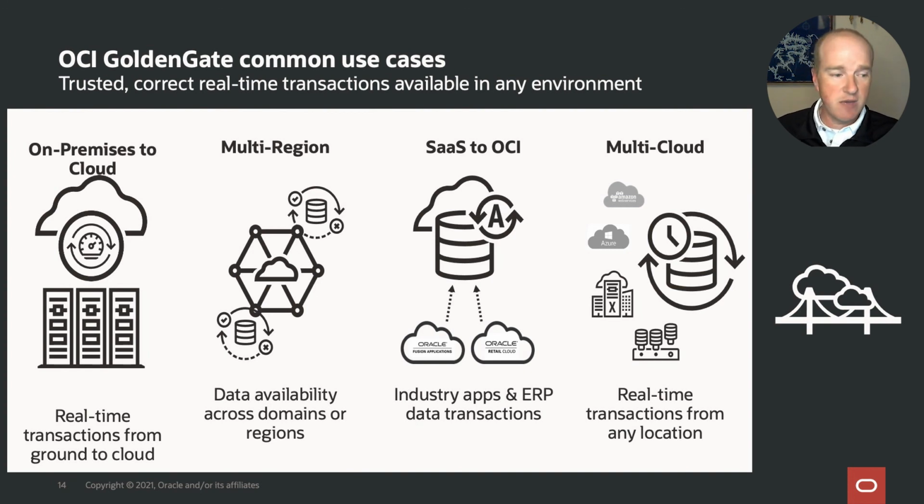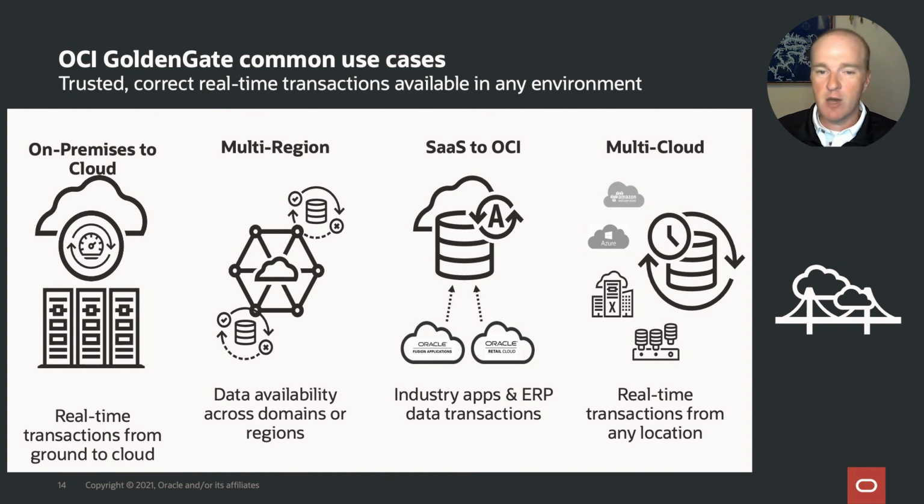Now for the most common use cases that we see. On-premise to cloud is really important for us, being able to enable our customers to move data into the cloud. So that's real-time capture and delivery, guaranteed transaction delivery from the ground into the cloud.